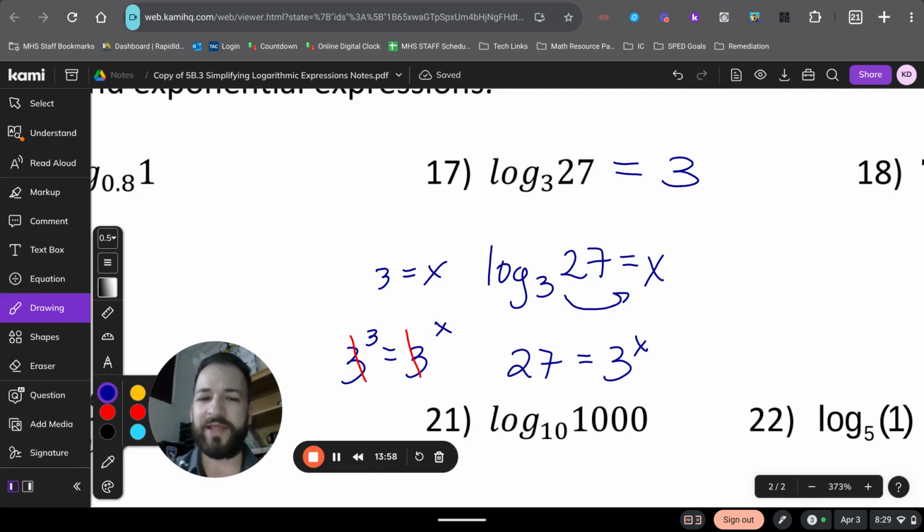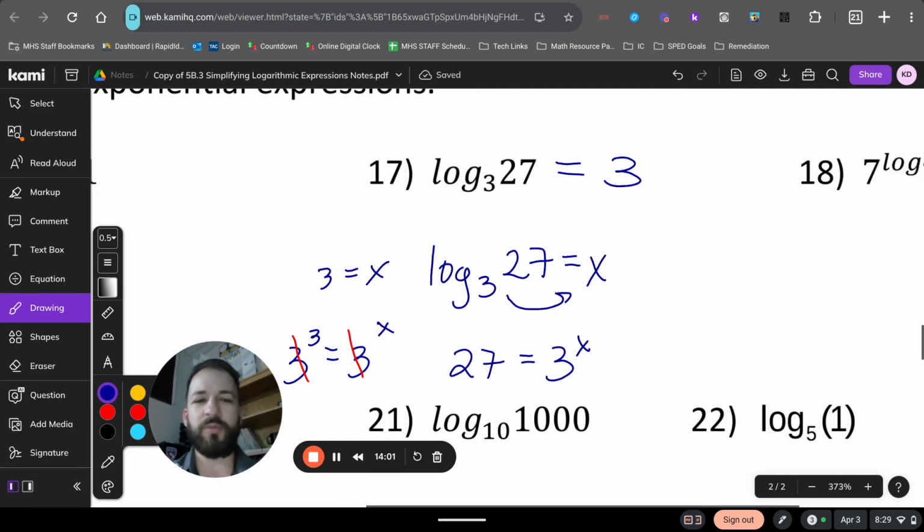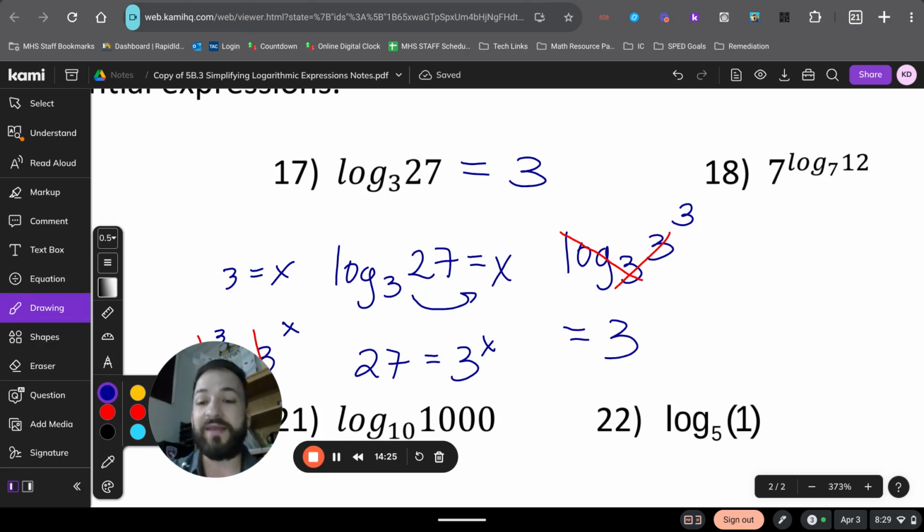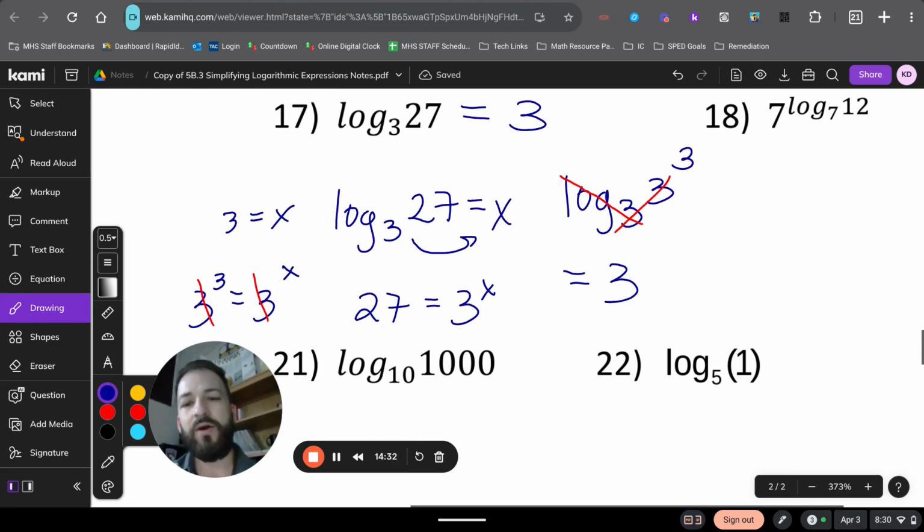Okay, another way that we could do this, instead of going through all that trouble of setting it equal to x, is we could just right away think, well, I know 27 is equal to 3 cubed, so that would give me log base 3 of 3 to the third. And as we've been discussing, bases of logarithms and bases of exponentials cancel each other out. So that base of the log and the base of my exponent of 3 would both cancel out and then just give me 3.